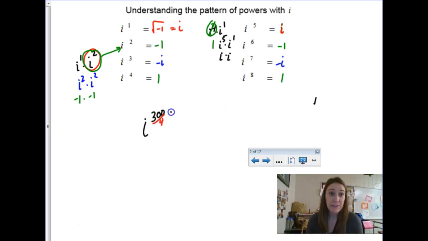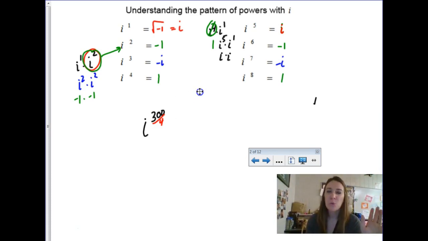And it does divide evenly by 4. I believe it's 75. With no remainder, which means it would be at the beginning of the pattern because there's no remainder. Sorry, the end of the pattern because there's no remainder.